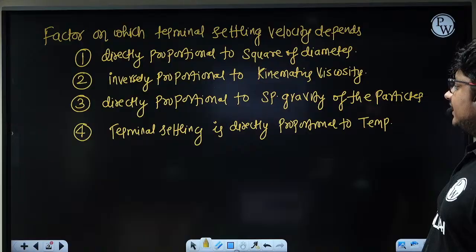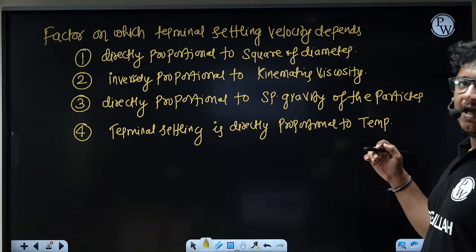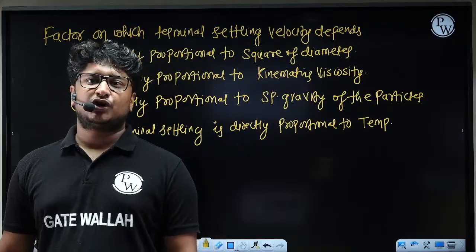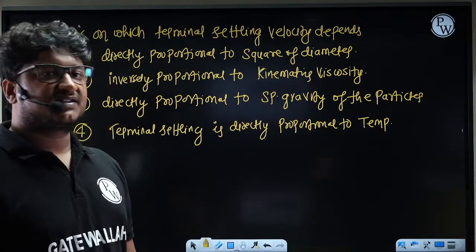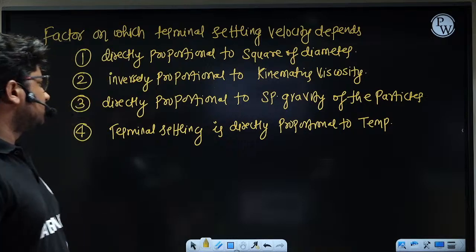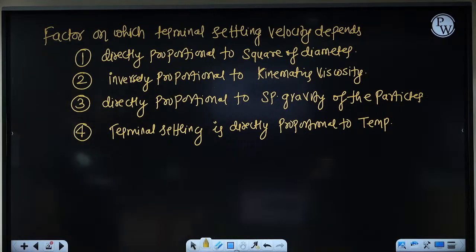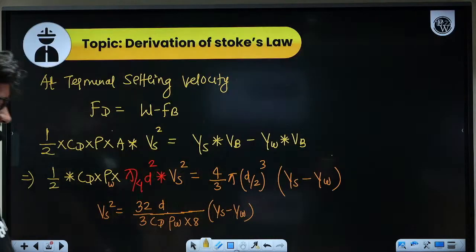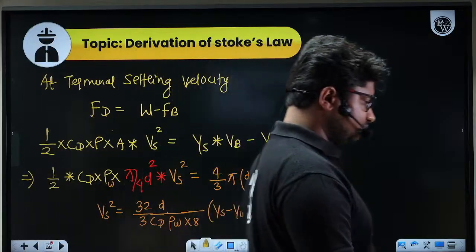Clear? So temperature actually increases the settling velocity. In hot water, you will find the particles settling fast compared to cold water. So terminal settling velocity is directly proportional to temperature. That is what I'm writing. Is this concept clear to all of you?